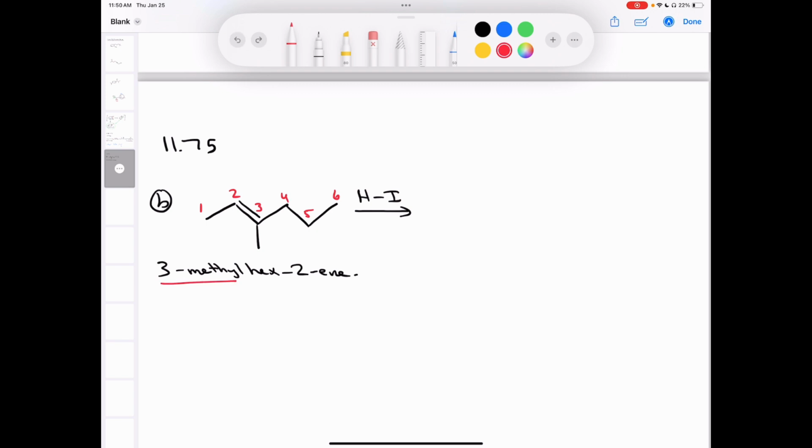Remember, you have to memorize 8 different alkyl groups, okay? You need to know methyl, ethyl, propyl, isopropyl, and then the 4 butyl groups: butyl, tert-butyl, isobutyl, and sec-butyl.